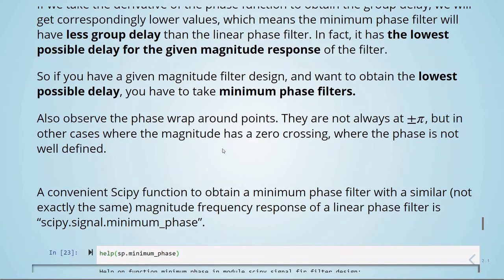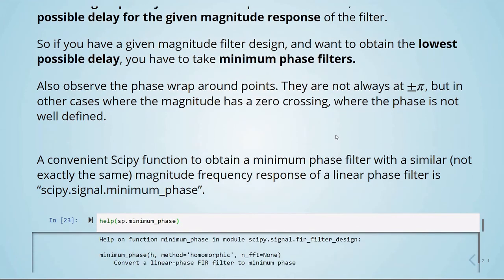Also observe the phase drops around points. They are not always at plus or minus pi, but in other cases where the magnitude has zero crossing, where the phase is not well defined.